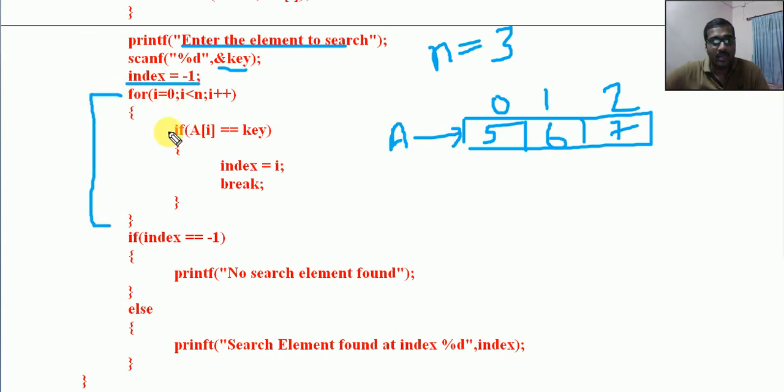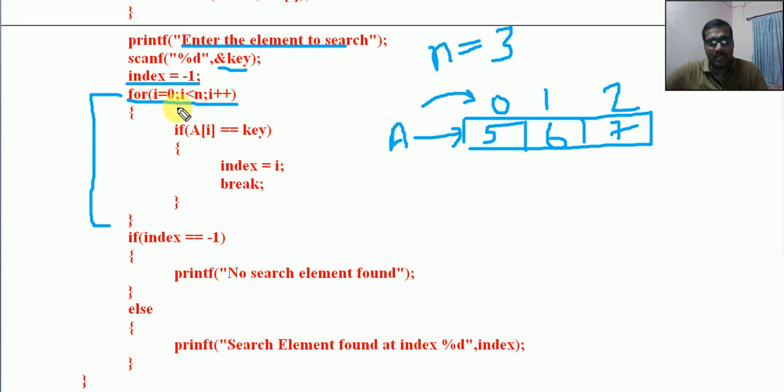Okay, now this is the loop. What is our aim? Iterate through these indexes starting from 0 to 2. Of course, that is the exact working. Starting from 0 to 2, check each element. Each element must be compared with the given key element. That's all. For I equal to 0, I less than n, I plus plus.